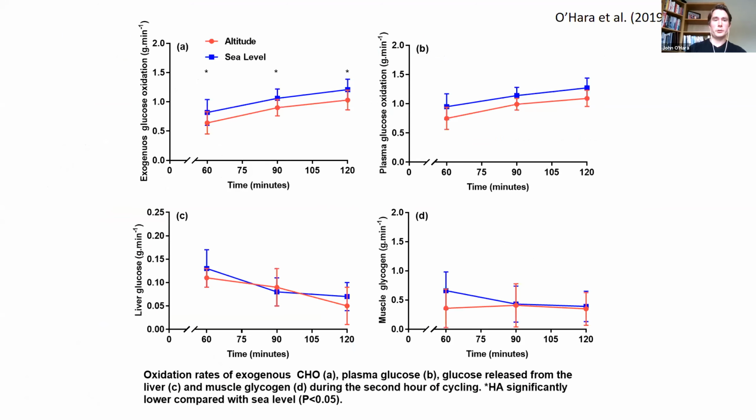And if we look at our panel plot, looking at the rates of exogenous and endogenous oxidation, what's interesting is when we look at exogenous oxidation, on this occasion, at each time point, glucose oxidation from the exogenous source of glucose and fructose was lower, and significantly lower. There was no real difference in plasma glucose or liver glucose output, nor was there a difference in the use of muscle glycogen in these women, again contrasting to our males paper.